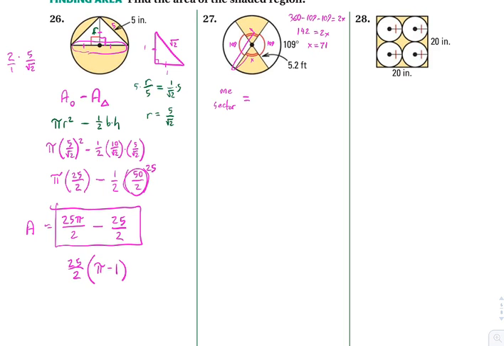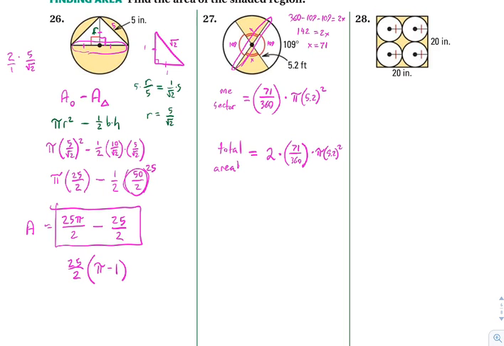Oh yeah, or we could have done this as a diameter, and the leftover of 180 is x. So we get 71 degrees out of 360. That's one slice, times pi r squared. And then we just multiply it by 2. So the total area is 2 times 71 over 360 times pi times 5.2 squared.